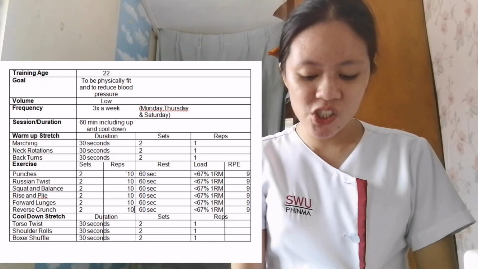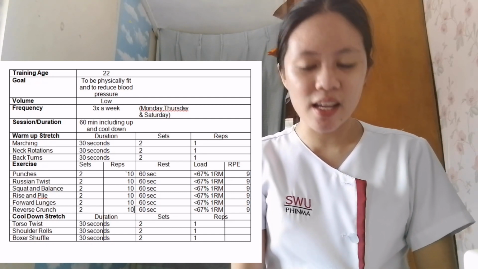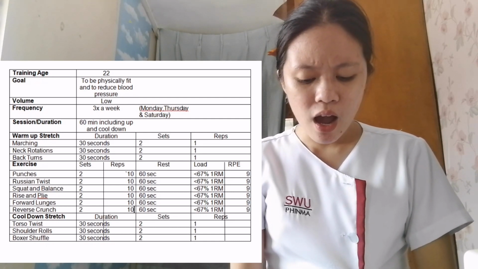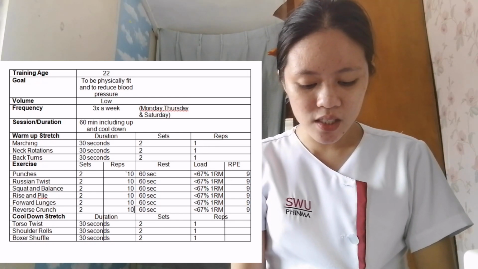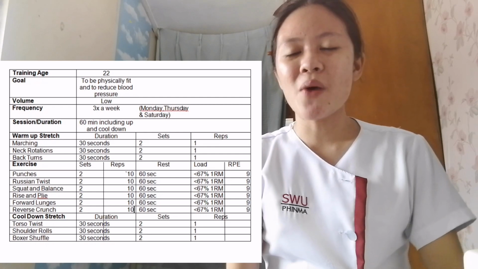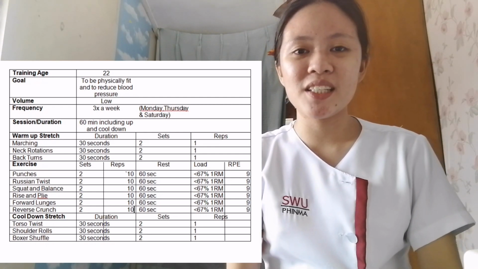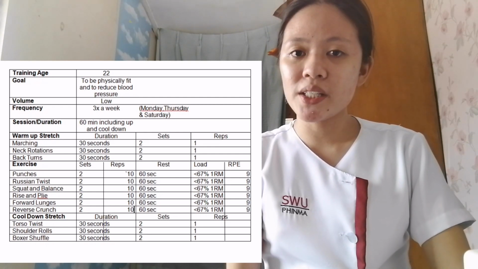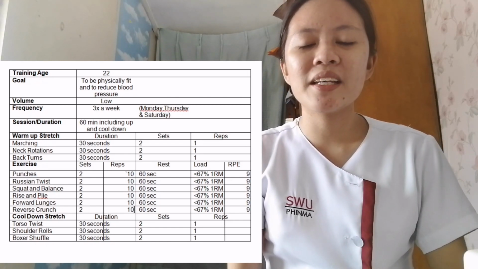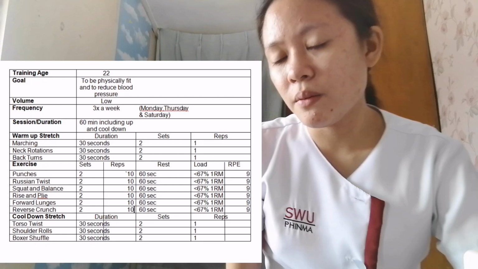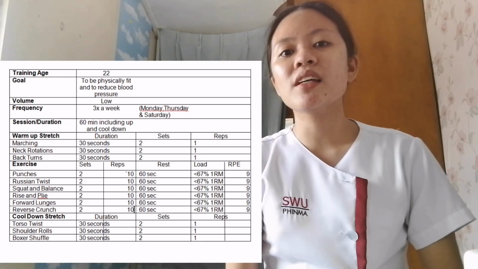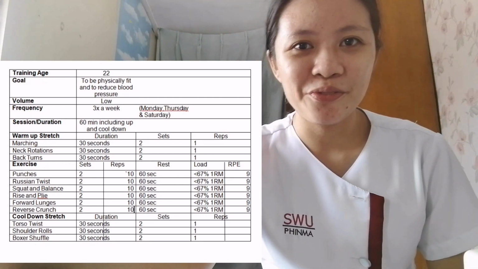Next, let's proceed to squat and balance. Sets would be 2, repetition would be 10, rest for 60 seconds, load would be less than 67% 1 RM, and the RPE is 9. Squat and balance is very effective because it strengthens your tendons, the ligaments, and also your bones around the leg area.